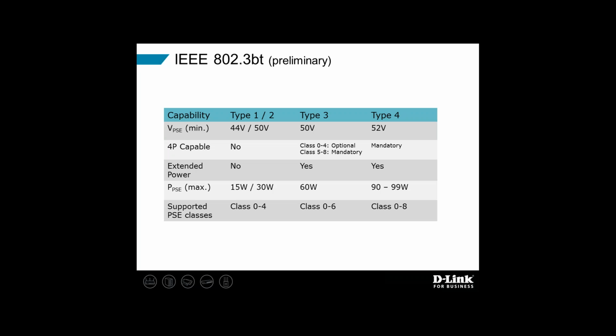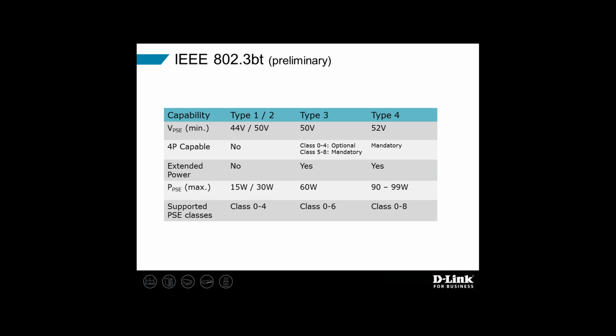I think this is my last slide on BT, just showing type 1 and type 2, which is AF and AT, and then type 3, type 4, showing that the minimum voltage for type 3 will remain at 50 volts. For type 4, I believe the committee is talking about bumping it up to 52 volts, 4-pair capable for type 3 and type 4. Extended power is an additional feature that will hopefully be available with type 3 and type 4.